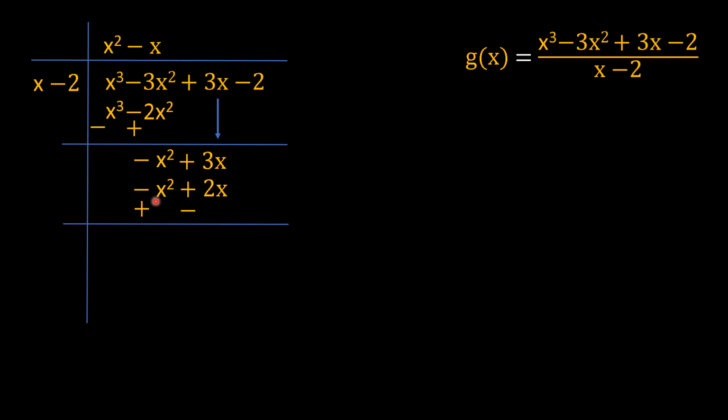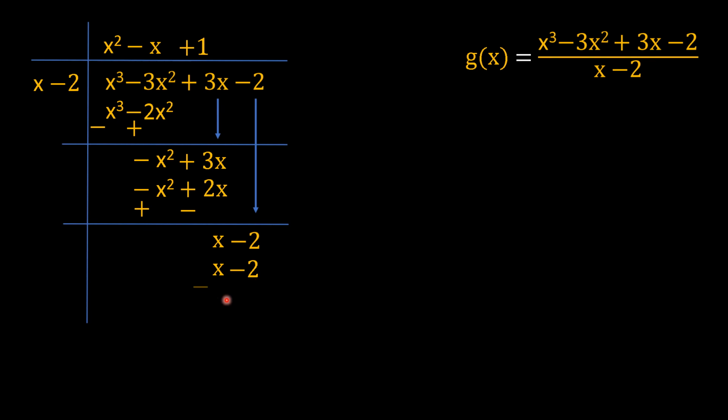Minus x squared plus x squared is 0, and 3x minus 2x is x. Now we will pull down this minus 2 and write over here. Now we will divide this x by this x, which gives us 1, which we write here. Now x minus 2 multiplied by 1 gives us x minus 2, which we write here.